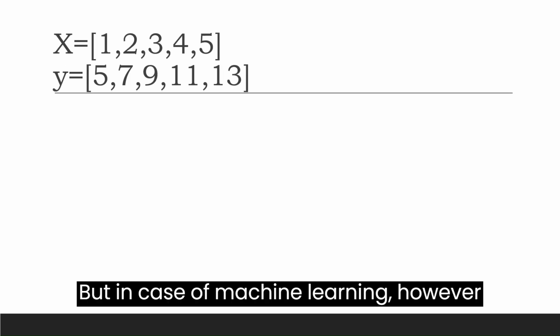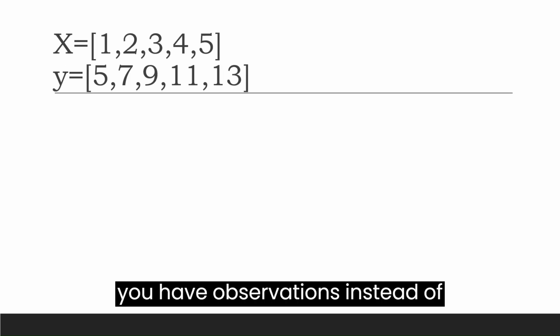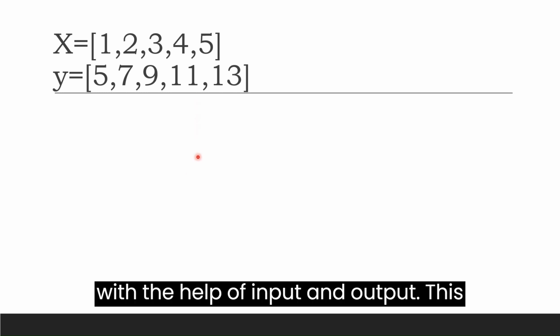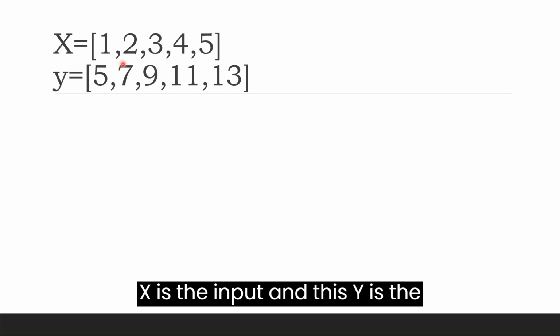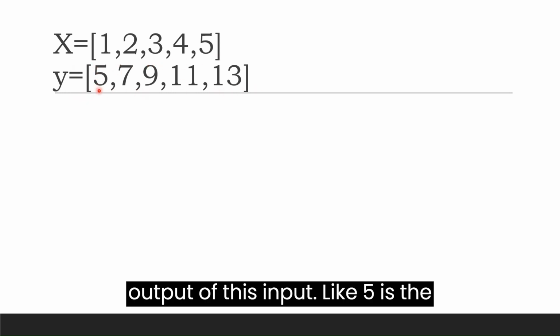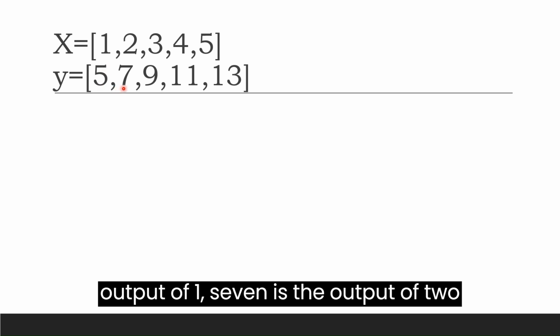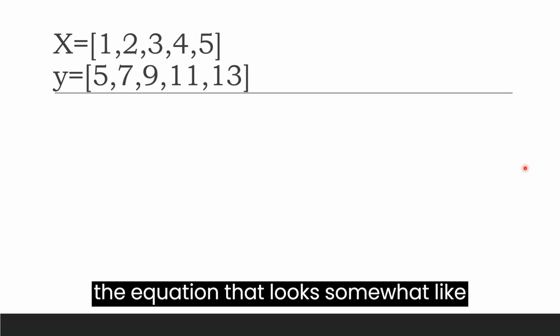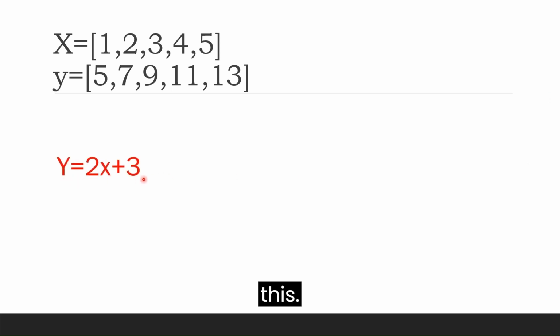But in case of machine learning, you have observations instead of an equation. We try to derive the equation with the help of input and output. This x is the input and this y is the output of this input. Like 5 is the output of 1, 7 is the output of 2, and so on. So we try to derive the equation that looks somewhat like this.